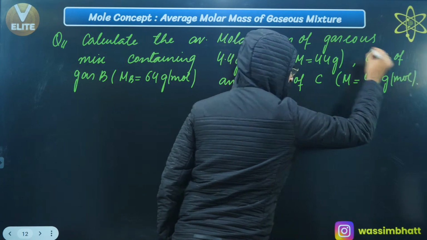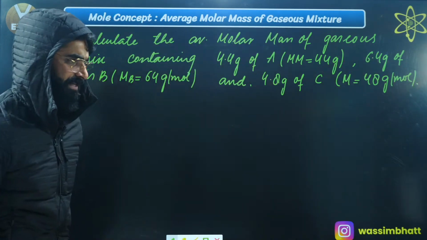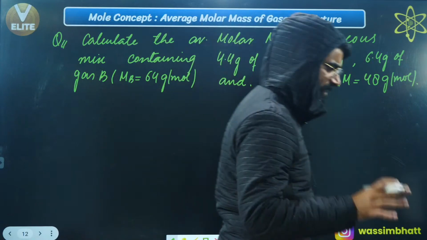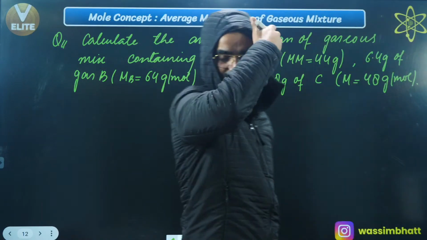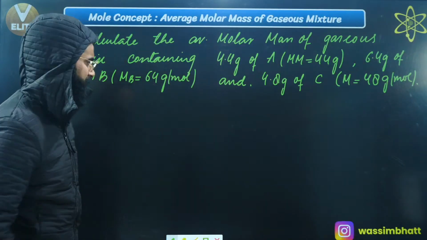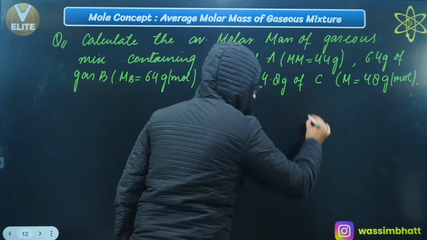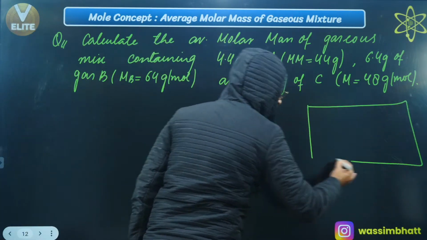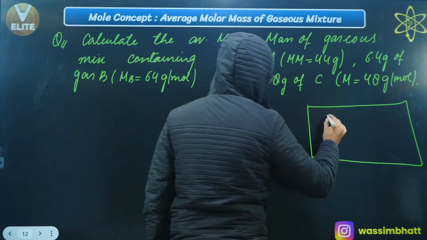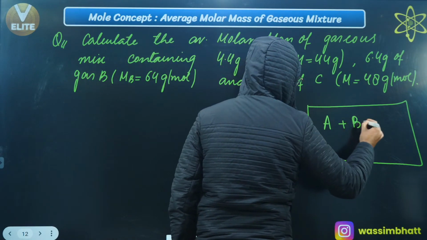And the three gases I'm assuming as chemically non-reacting. I need to calculate the average molar mass of the gaseous mixture. Let's have a look. As far as the question is concerned, we are given a container, and this container contains three chemically non-reacting gases, gas A, gas B, and gas C.